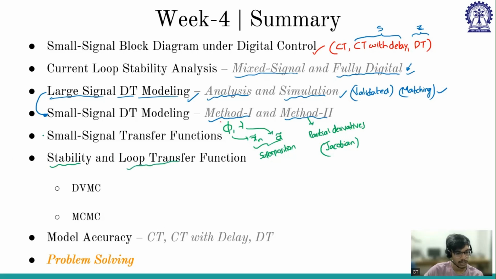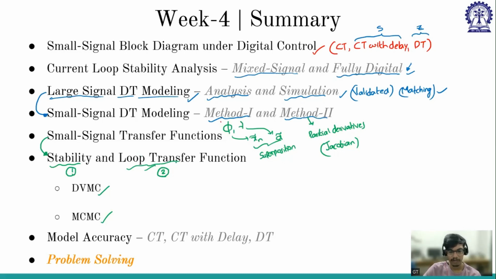Whatever small signal transfer functions we obtained, we used for getting the loop transfer function, and using them we checked the stability as well as the loop transfer function of digital voltage mode control and mixed current mode control. So we got two equations: one for the loop transfer function, and one for the stability. For stability, we get it in terms of Z, and the loop transfer function is a transfer function in terms of Z. This is the discrete time model.